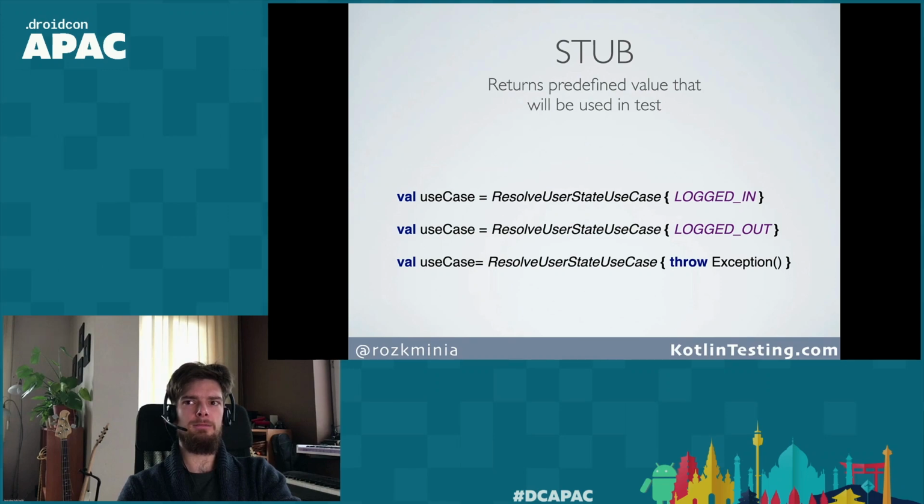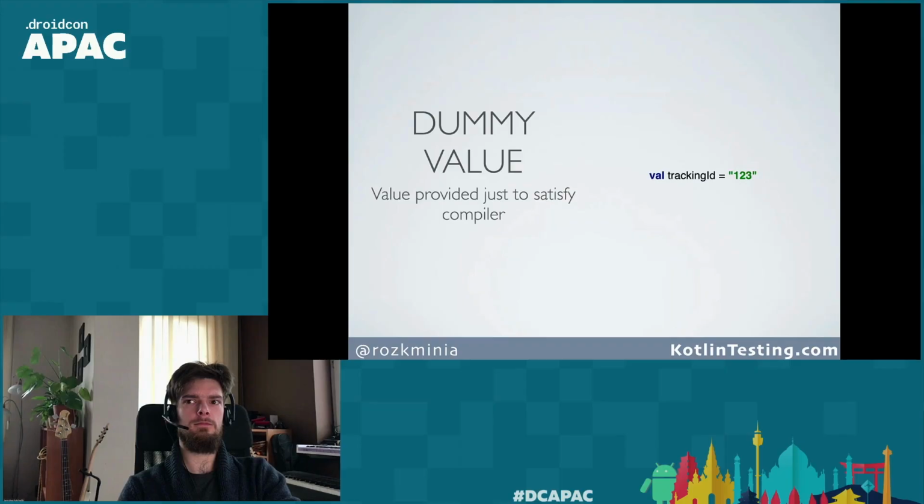Next thing, similar to stub could be dummy value, but the difference is dummy value is not used in that particular test case. We often don't use it. We pass it just to have build passing.